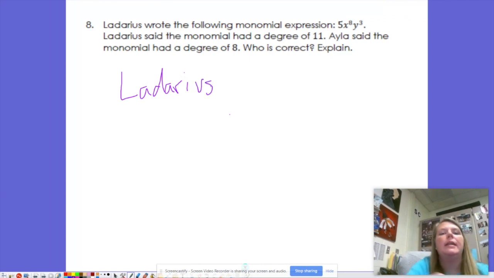And the reason why he is right is because he actually added the 2 exponents instead of just taking the highest one.